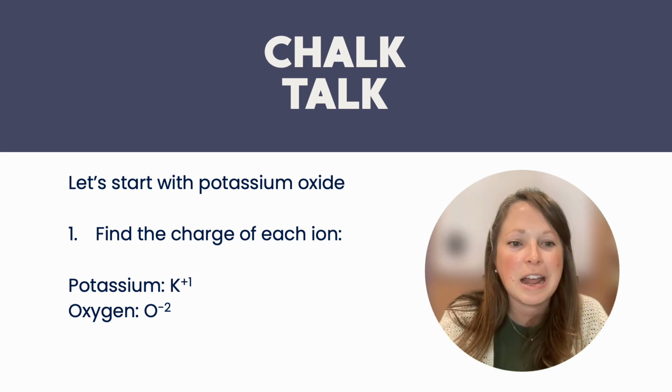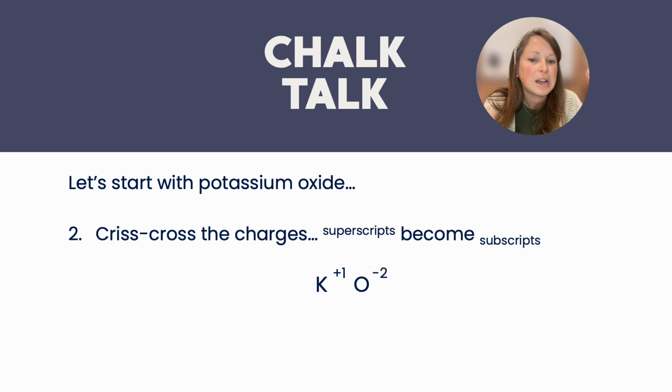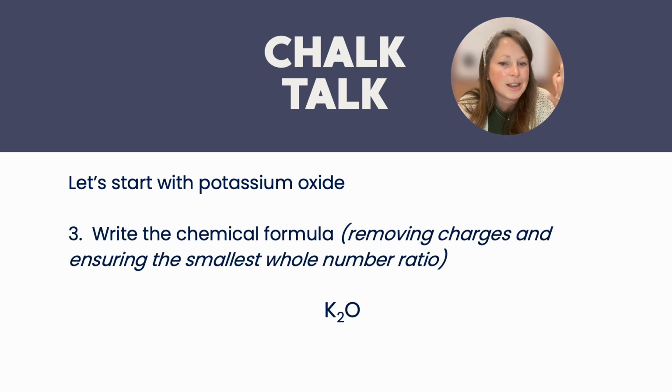All right, so now that I've found the charges of each, now I'm going to move to step 2. I'm going to take those charges and we're going to crisscross them. So that means our superscripts, those numbers up high, become our subscripts, the numbers down below. So instead of K +1, O -2, this becomes my actual formula. So that's going to slide in. Again, I get rid of the charges. I'm not going to include those because I'm essentially just cross-multiplying this. My chemical formula is going to be K2O for potassium oxide.